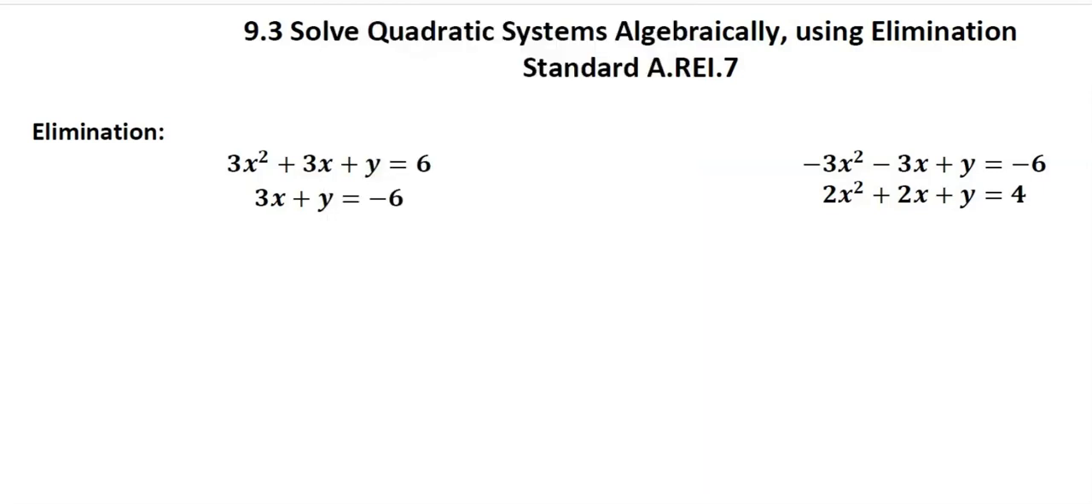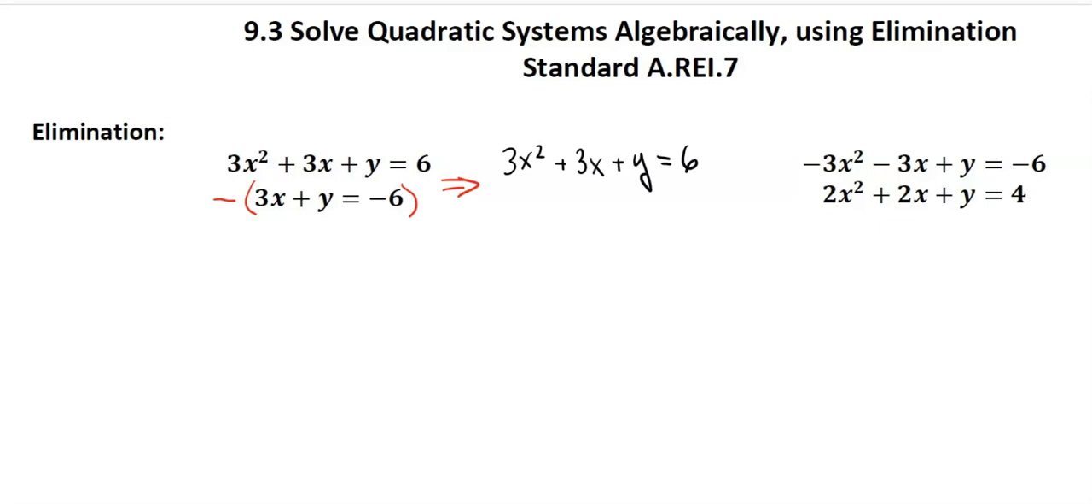this first equation, we've got 3x squared plus 3x plus y equals 6. And we've got 3x plus y equals negative 6. And so we're going to take this second equation and subtract it from the first. I'm going to rewrite it so we can see what it looks like. So the top equation doesn't change: 3x squared plus 3x plus y equals 6. And then we have to distribute this minus sign throughout each term in this whole equation.